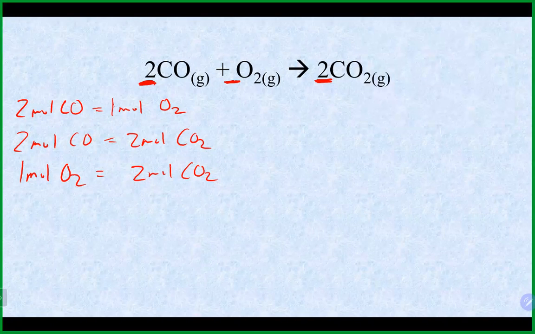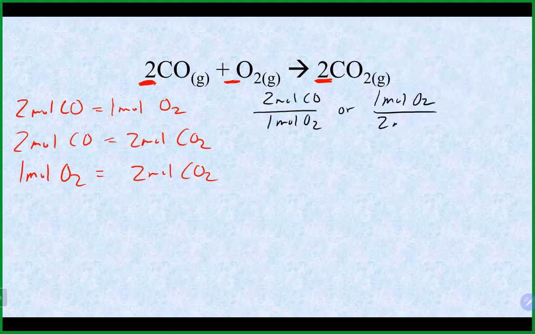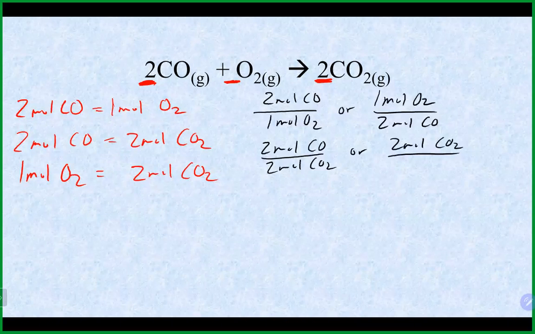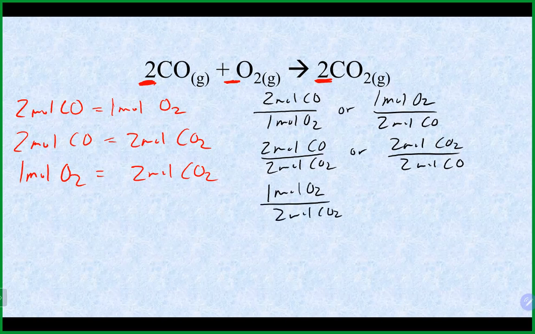So for each of these equalities, you could write 2 conversion factors. You could say that for 2 moles of CO, I have 1 mole of O2, or you could flip it around the other way: 1 mole of O2 gives me 2 moles of CO. For the middle one, you could say 2 moles of CO gives me 2 moles of CO2, or 2 moles of CO2 gets me 2 moles of CO. And for the last one, 1 mole of O2 gives me 2 moles of CO2, or 2 moles of CO2 gives me 1 mole of O2.